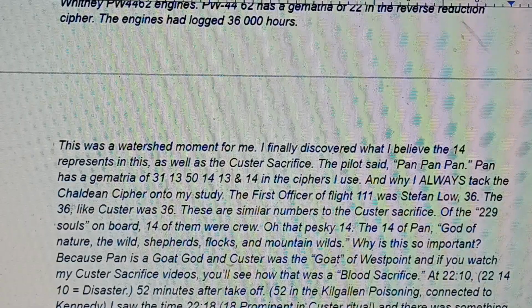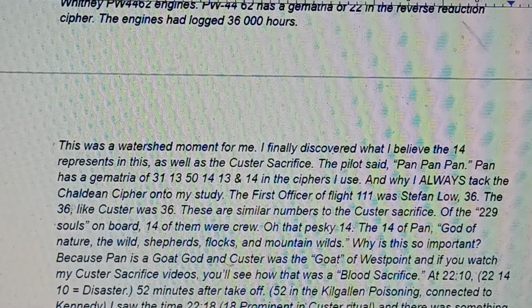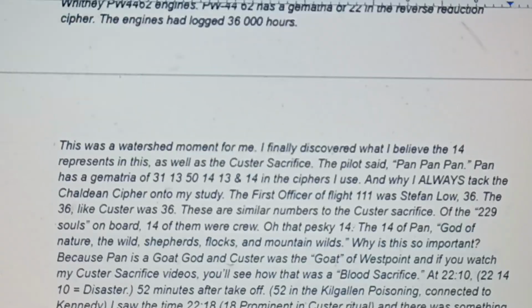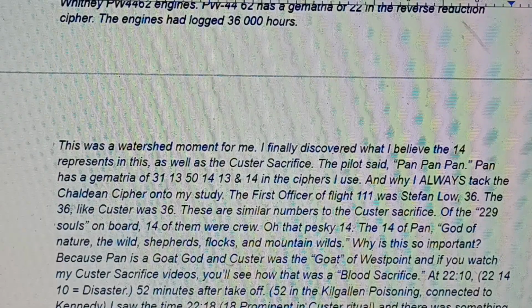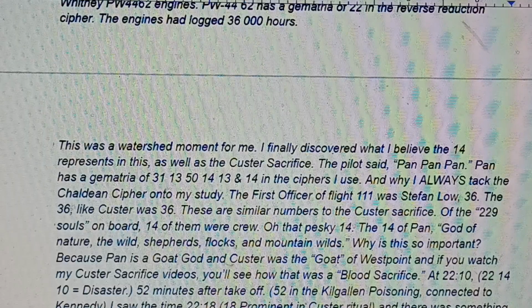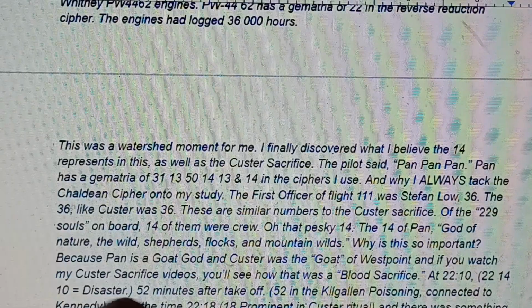52 minutes after takeoff. 52, of course, is from the Kilgallen poisoning. So I'm seeing this 52 popping up in other things. I didn't see a lot of 52 in the Custer, but I'm seeing it here in this 20th century. Okay, so I saw the time 22:18. 18 is very prominent in that other ritual, and there was something about the distance of 66 or 76 nautical miles and a fuel dump 40 miles from someplace. All of these numbers are significant.